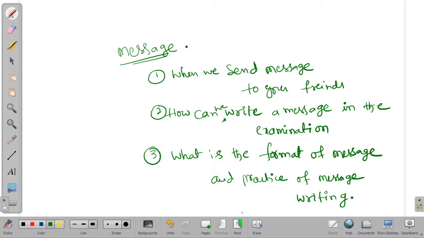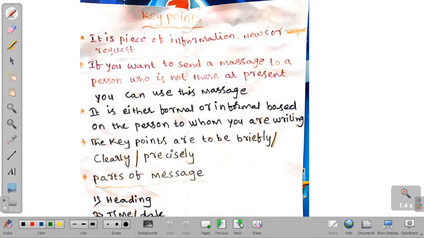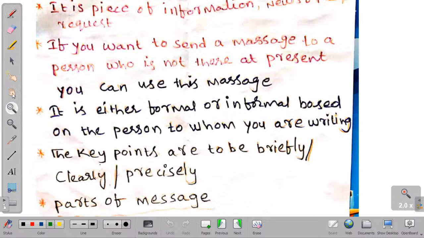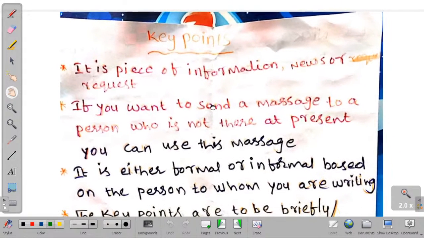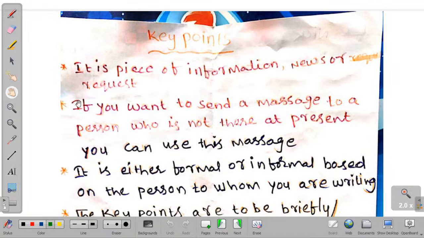Message. Yes, here are some key points regarding message writing. See, my dear students, here it is a piece of information, news, request. Message is a piece of information, news, or a request to be sent to a person who is away.